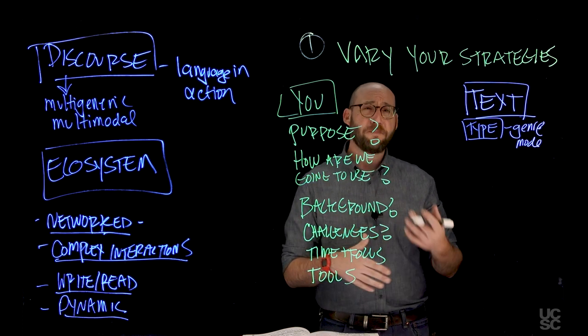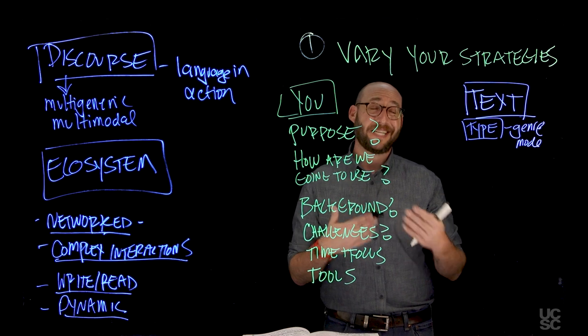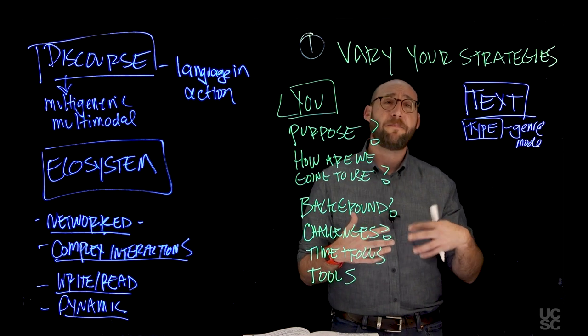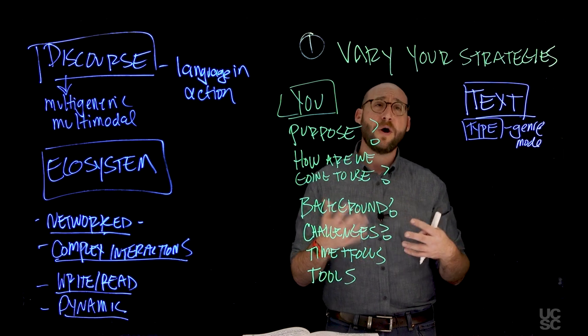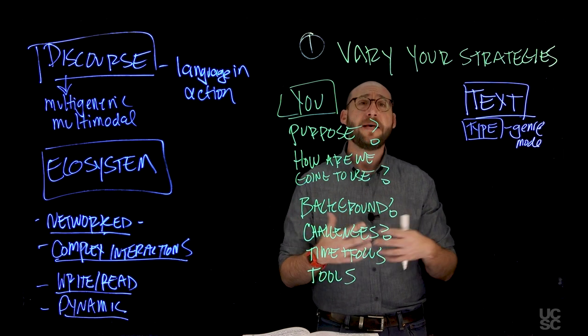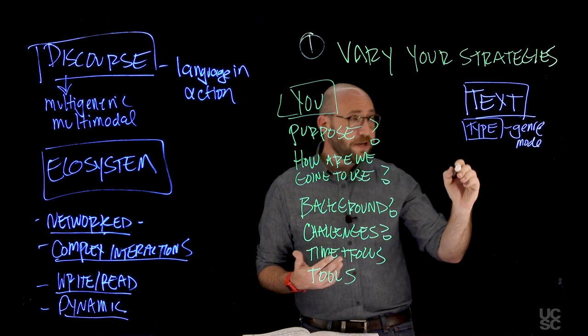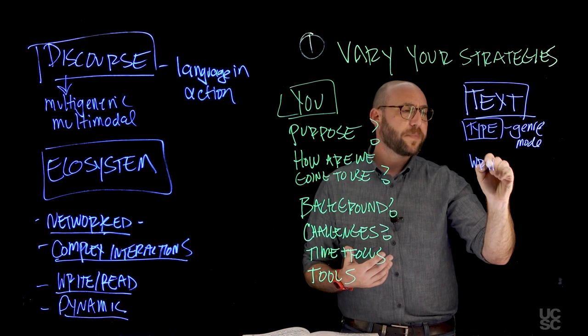So one of the things that's important about being able to think about the type of the text is that if we understand the type of the text a little bit more, it's going to help us read it a little bit easier. We're going to know where to go for the main ideas, where to go if we're struggling, et cetera. The other thing that you want to think about is the writer.